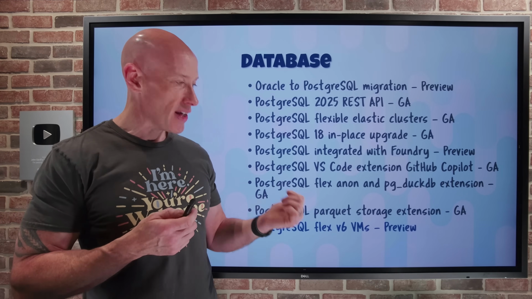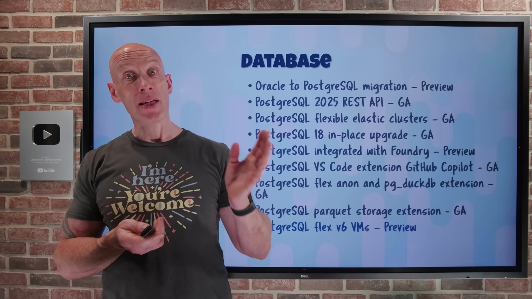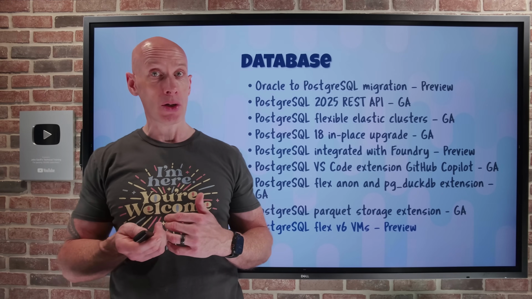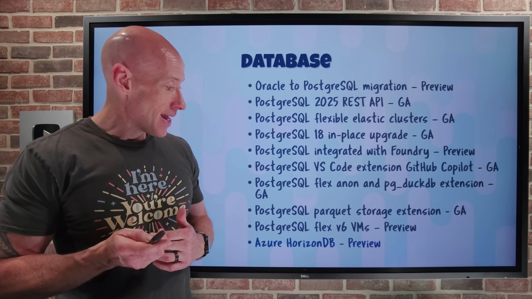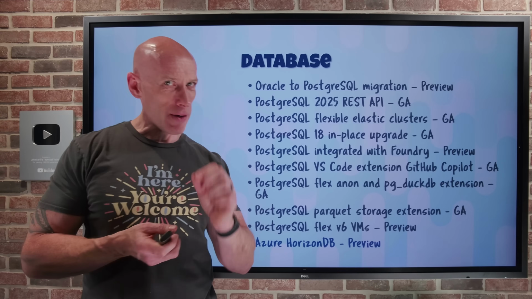PostgreSQL Flexible now has V6 VMs. That's both the memory optimized and general purpose and the AMD confidential compute virtual machine SKUs. And then a big one. So Azure HorizonDB is available. I think it's private preview right now.